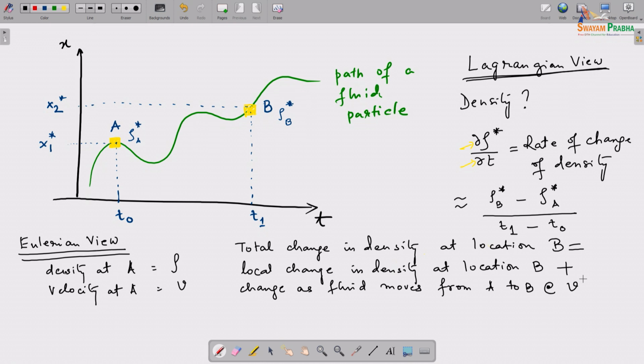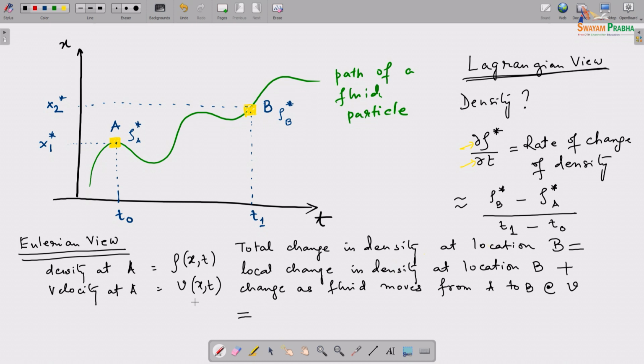Does that make sense? So how do I write this? The total change in density here is going to be the local change in density at location B. When I said density at A is equal to rho and velocity at A is v, when I wrote that, what would you suggest I should have also written along with this to make it more generic? What I should have done is also write this as a function of x and t.